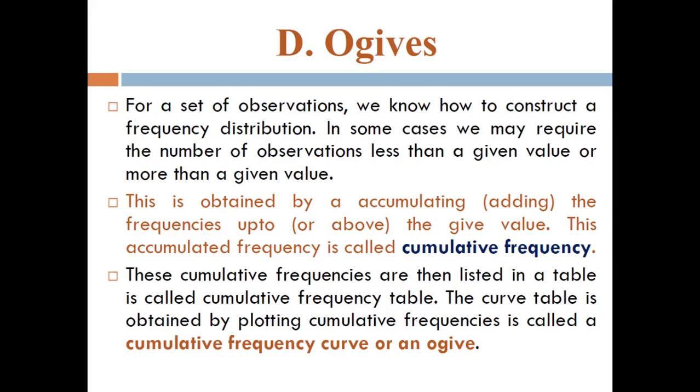Okay, next is ogive curves. The ogive curves are also called less than or greater than cumulative frequency curves. For a set of observations, we know how to construct a frequency distribution. In some cases, we may require the number of observations less than a given value or more than a given value. It is obtained by accumulating, adding the frequencies up to or above the given value. This accumulated frequency is called cumulative frequency. These cumulative frequencies are then listed in a table called a cumulative frequency table. The curve obtained by plotting cumulative frequencies is called a cumulative frequency curve or an ogive.